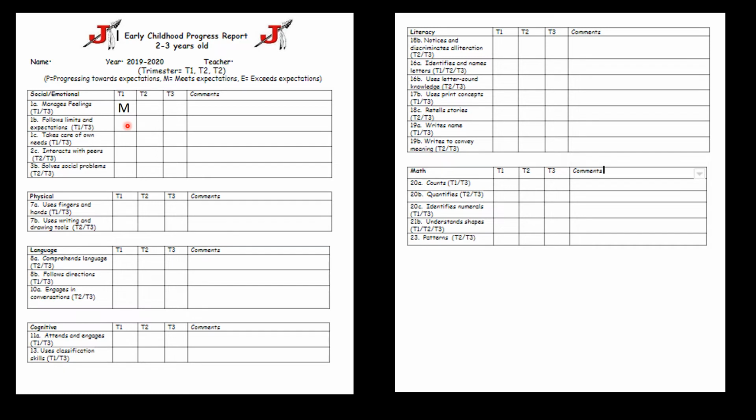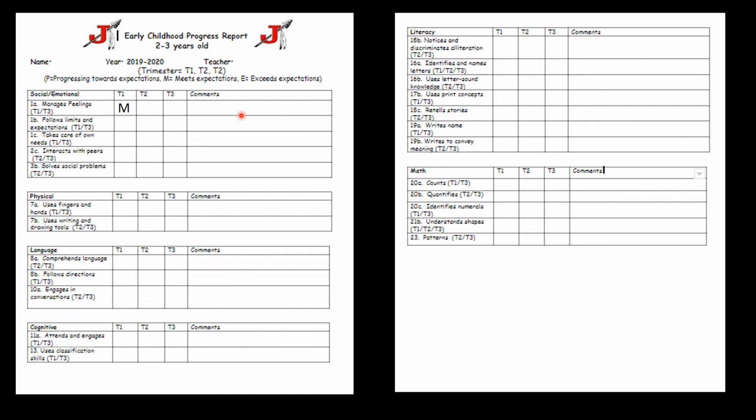If your student receives a P, it indicates that your student is not yet at age level for this objective. If your student receives an M, it indicates that your student is meeting age level expectations for that objective. Finally, if your student receives an E, it indicates that your student is exceeding age level expectations for that objective.